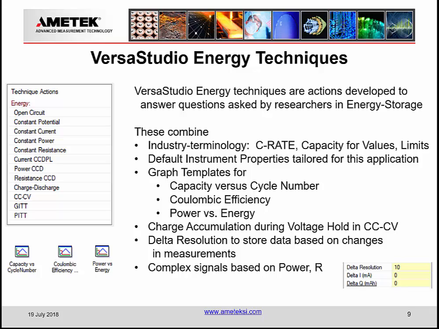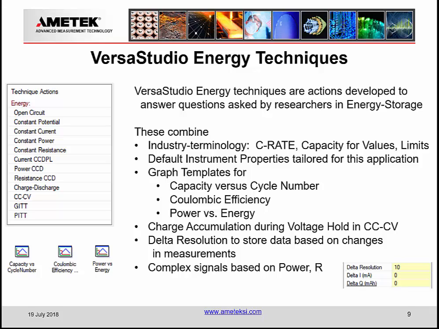We have a charge accumulation option for our CCCB step, delta resolution, which is basically a measure of change that allows you to take data at a faster rate when the response is changing a lot. And then we can do some complex signals based on power or resistance.